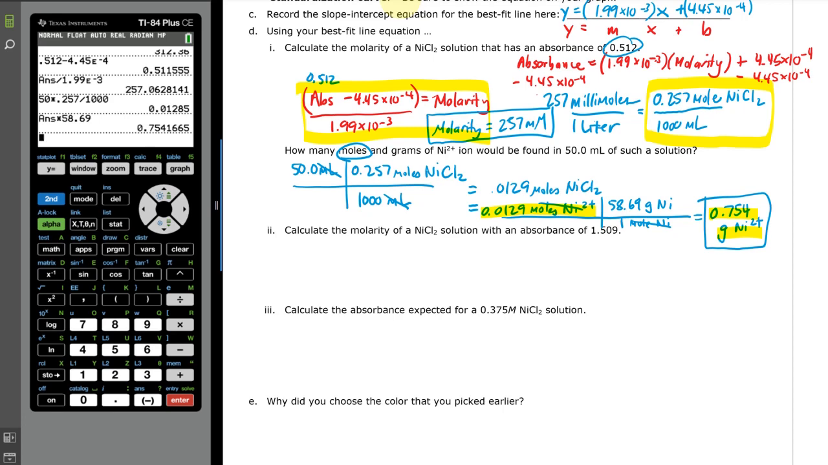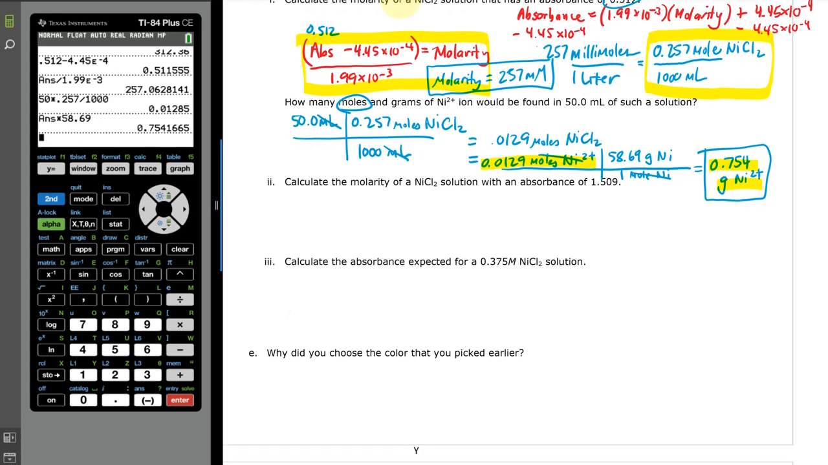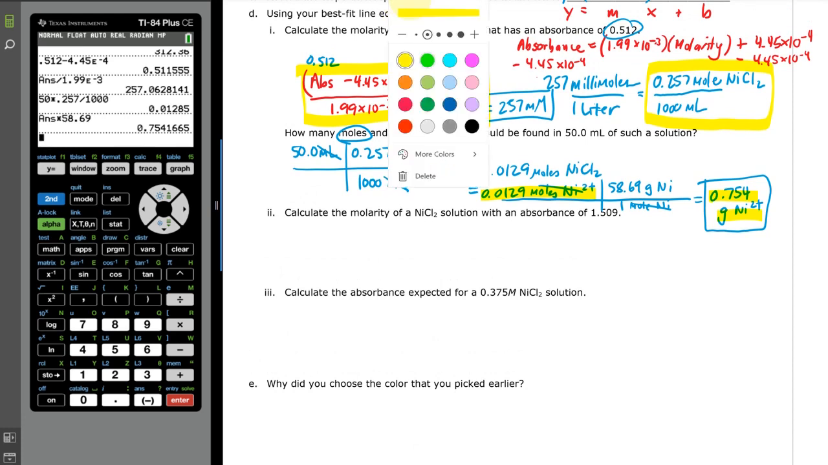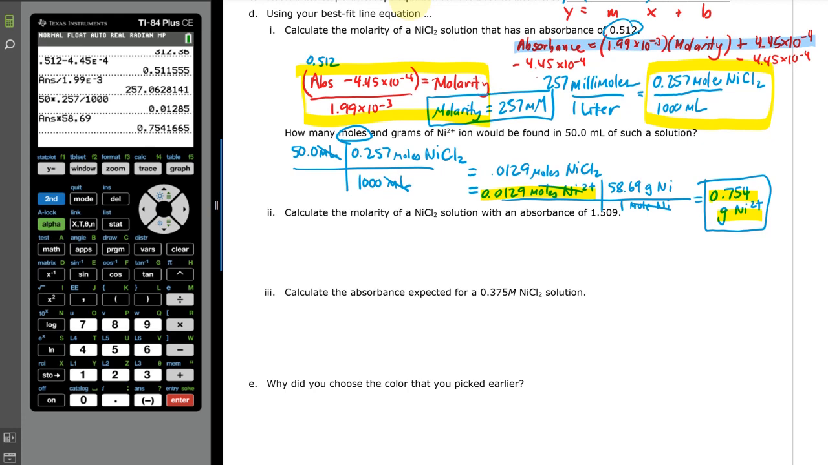Now, for question 3 down below, we're going to go back and calculate absorbance. To do that, we're going to use our original equation. That's this one up here. It's hiding out way up here at the beginning. The equation that we first got off of our best fit line graph. Okay. So absorbance, calculate the absorbance expected for a 0.375 molar nickel chloride solution.